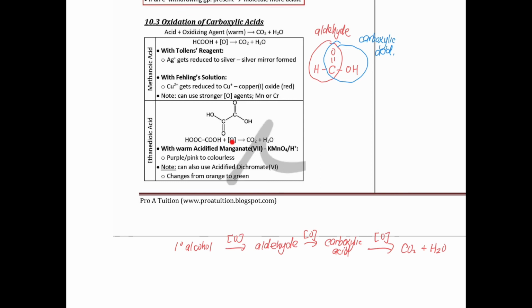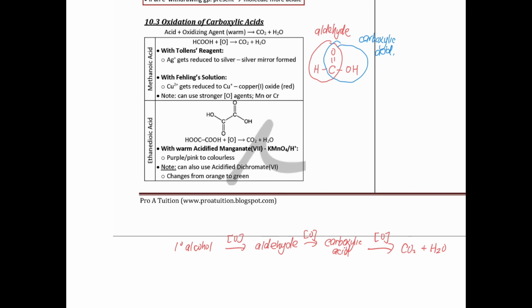So it reacts with an oxidizing agent, then they form CO2 and H2O. This time you can't use Tollens or Fehling because there is no aldehyde group. So you must use a stronger oxidizing agent like potassium manganate 7 with acid. Then it is strong enough to oxidize it. So the purple or pink color will change to colorless. You can also use acidified potassium dichromate 6. Then the color changes from orange to green.